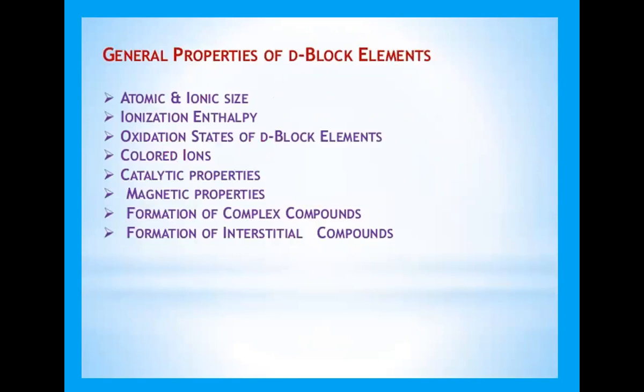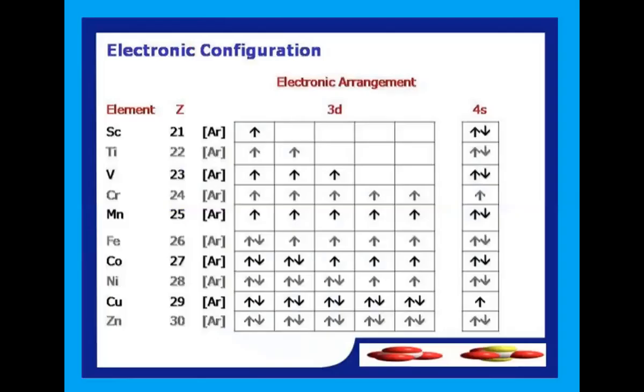And what are the general properties of D block elements? The very important properties are their respective atomic and ionic size, then ionization enthalpy, oxidation state, color, catalytic properties, magnetic properties, formation of complex compounds, and lastly formation of interstitial compounds. In general, let us begin with their electronic configuration.